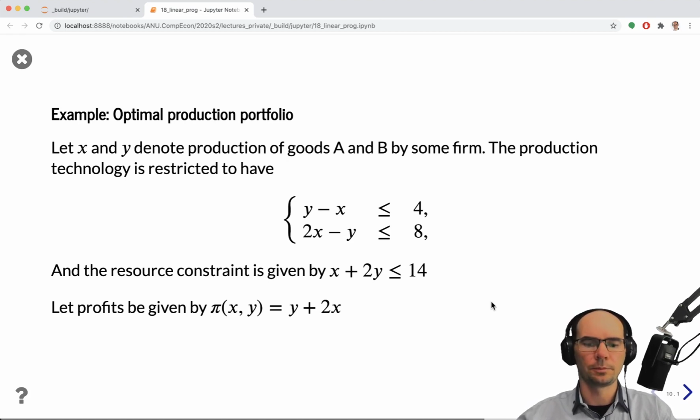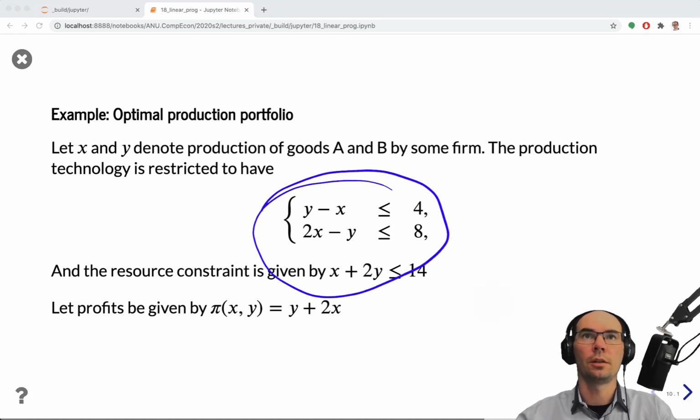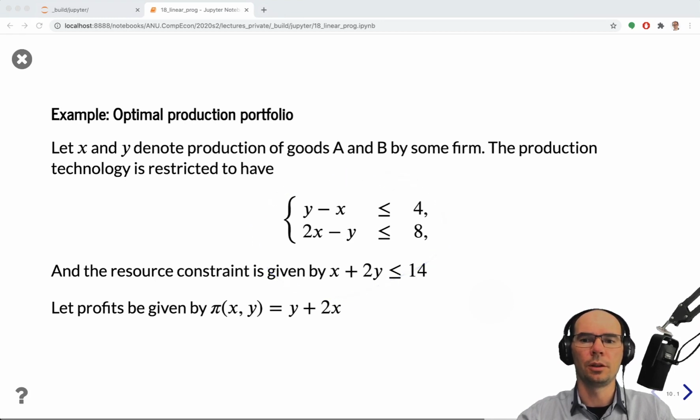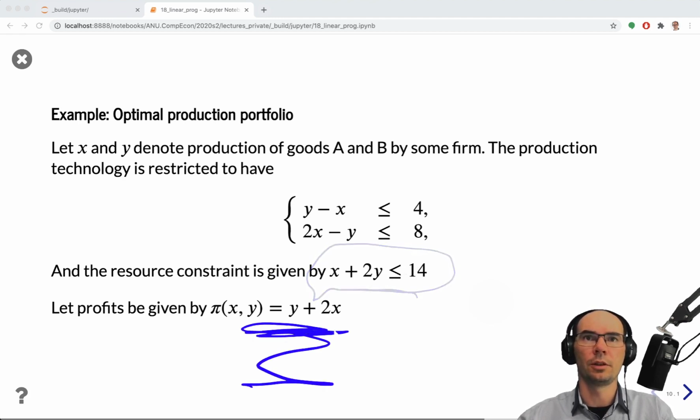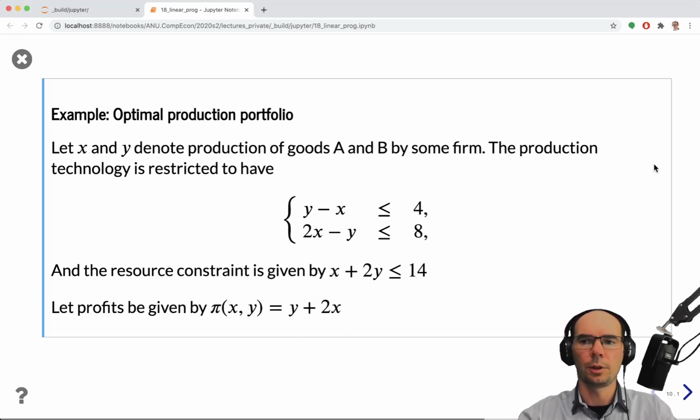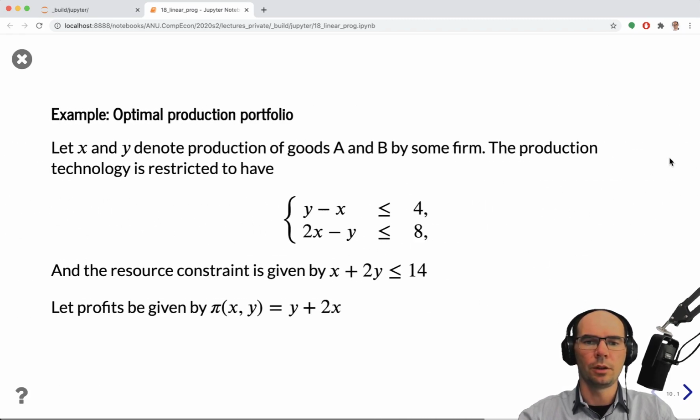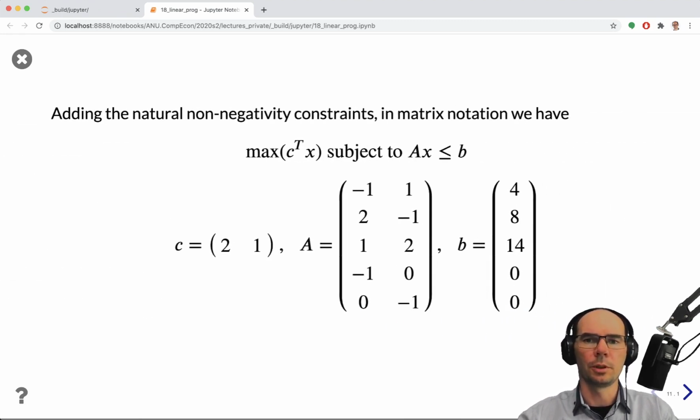So the difference between x and y cannot be too large in both directions, and there are some constraints on the total resources, and let this give the profit function. Can we convert this into a linear programming problem? Well, we noticed that the profit function is linear, and all of the constraints are of the form matrix A times x less than or equal to b, and so it does look like a linear programming problem. Well, can we rewrite it as a linear programming problem?